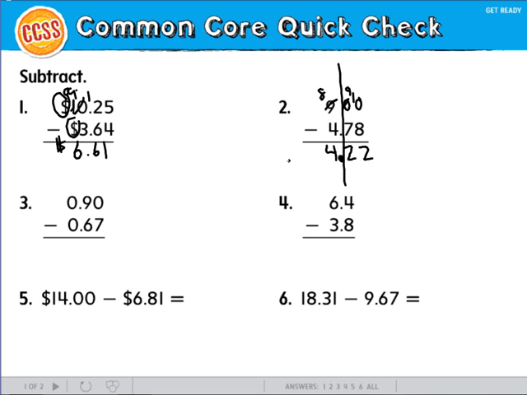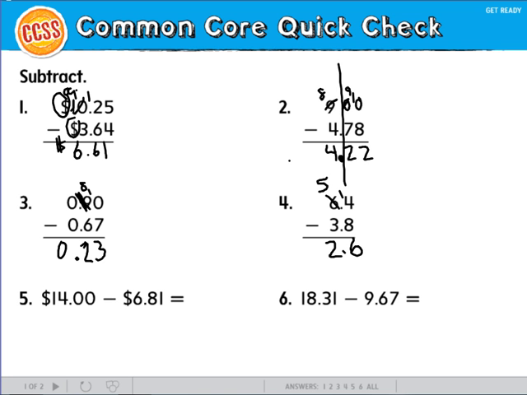Now down here, number 3. 0 subtract 7. Can't do it. So I'm going to change my 9 to an 8. Regroup my 1. 10 subtract 7. 3. 8 subtract 6. 2. Bring my decimal down, and that's it. So 23 hundredths. Number 4, 4 subtract 8. Can't do it, so I have to regroup. 14 subtract 8 is 6. 5 subtract 3 is 2.